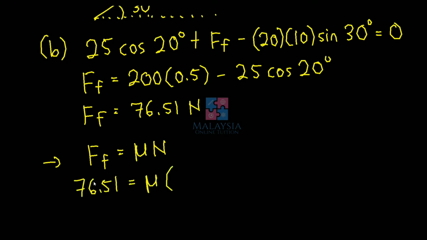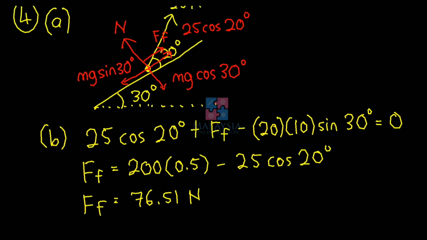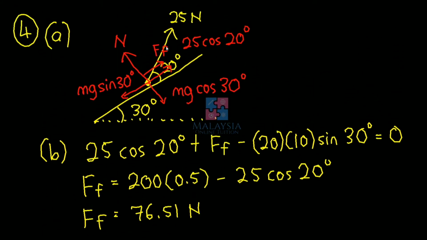So how to get the normal force? Let's refer to the diagram again. As you can see, for our normal force, mg cos 30 is acting into the plane and the normal force is acting out of the plane. And be careful of the 25 Newton. As you can see, this 25 Newton also has a component which is going out of the plane. So meaning that your n will be, let's write the equation of n.